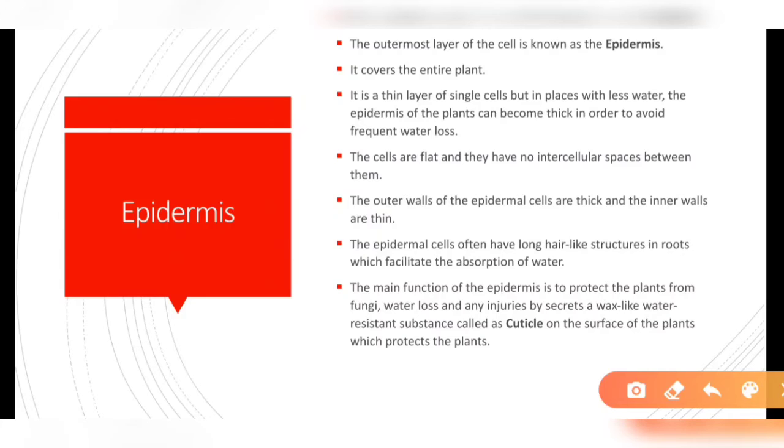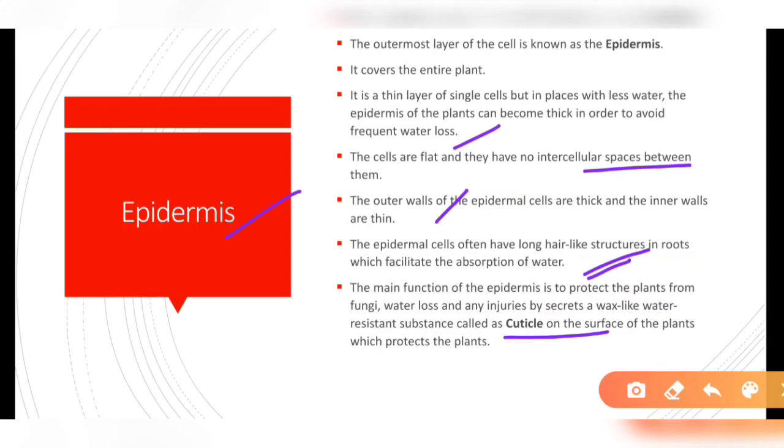If there is a need to stop the water loss by transpiration, then the epidermis cells become thick in nature. They are flat and have no intercellular spaces between them. Their inner cell walls are actually thin. They often have hair-like structures in roots so that they can easily absorb water. Their main function is to protect the plant from water loss, fungi and injuries by secreting a wax-like water-resistant substance, the cuticle, on the surfaces.